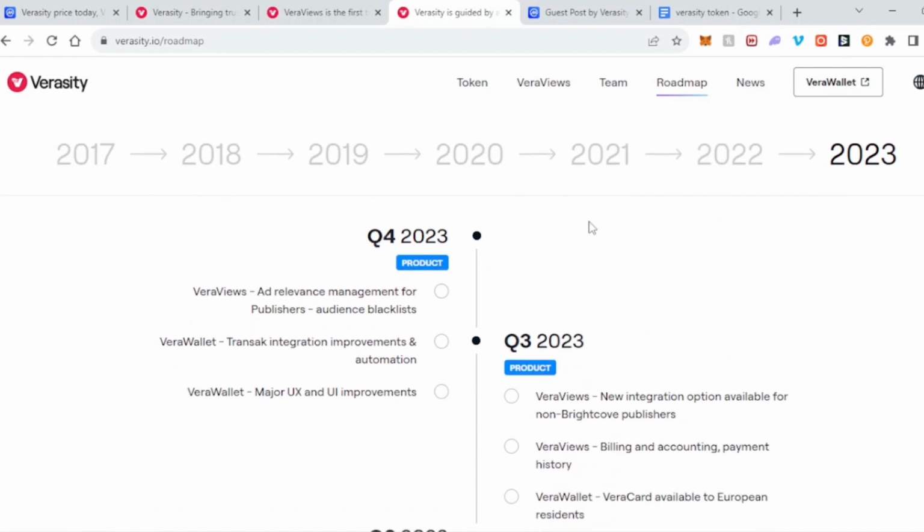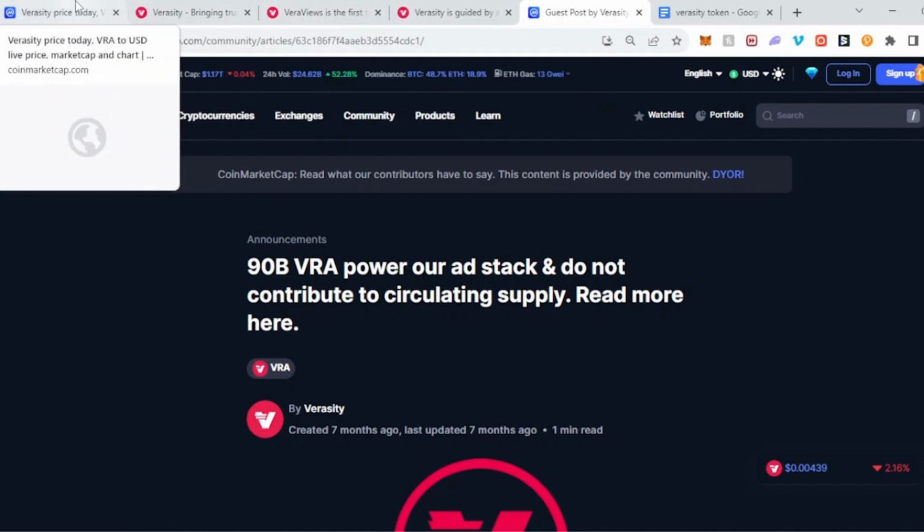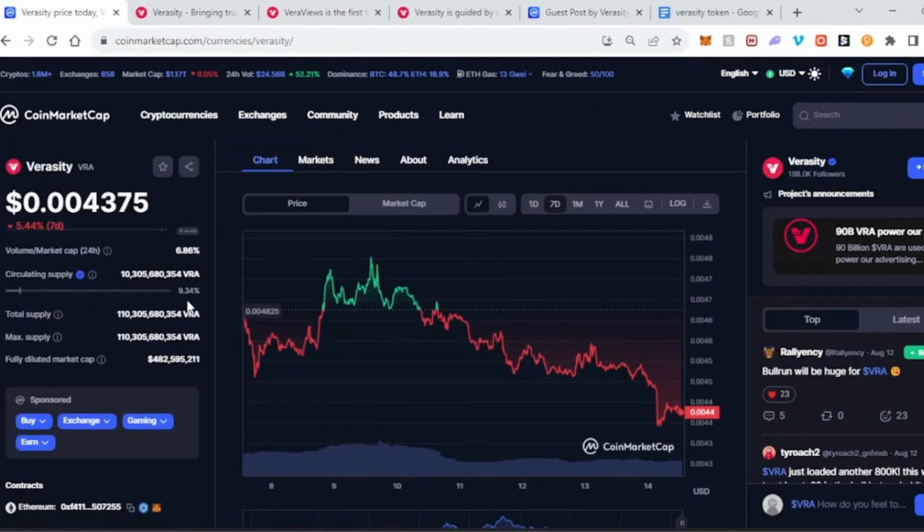If we scroll across to the main point of the video, which is discussing the tokenomics behind Verasity, because I've posted many videos about Verasity and a lot of people are talking about the tokenomics. They're saying the coin is good, the features are good, but the tokenomics behind Verasity are not very good at all. From first glance, they look very bad. People come onto CoinMarketCap, for example, and look at the circulating supply being just over 9% of the total max supply.